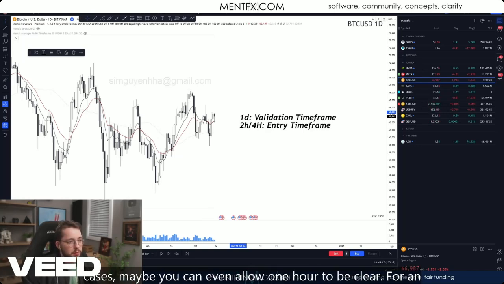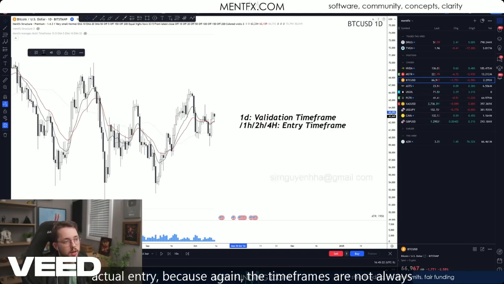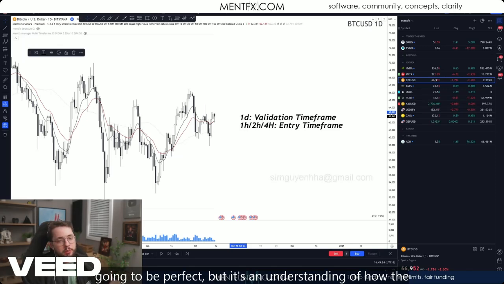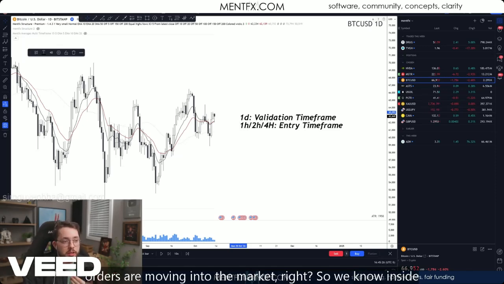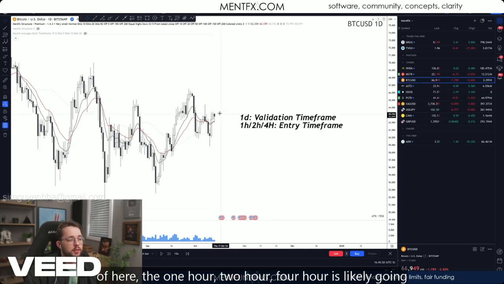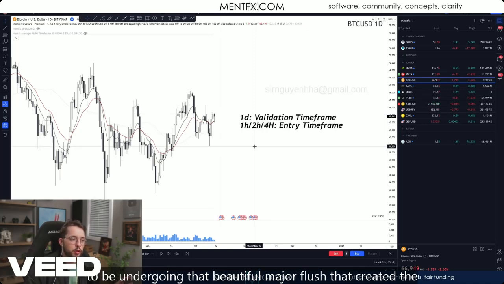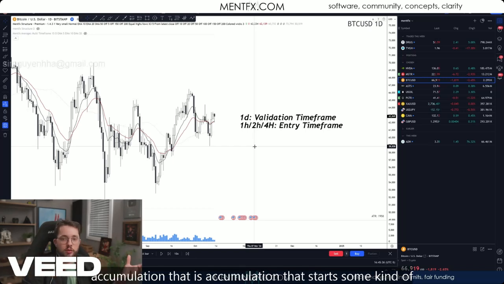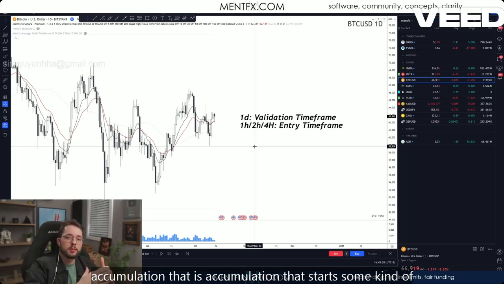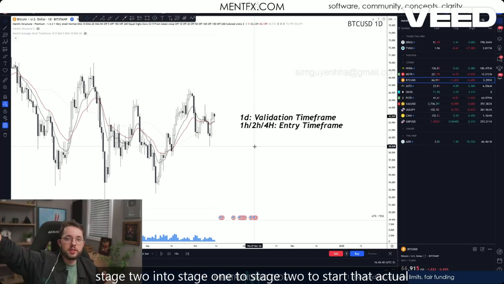In some cases, maybe you can even allow 1 hour to be clear for an actual entry, because again, the timeframes are not always going to be perfect, but it's an understanding of how the orders are moving into the market, right? So we know inside of here, the 1 hour, 2 hour, 4 hour is likely going to be undergoing that beautiful major flush that created the anticipation of a higher low because there's overall accumulation. That is accumulation that starts some kind of stage 2 into stage 1 to stage 2 to start that actual move higher.